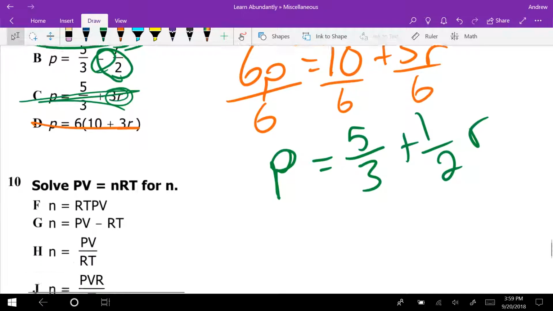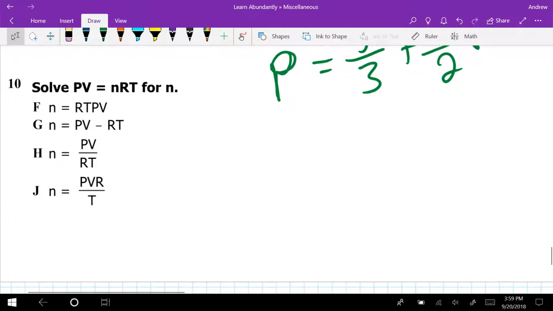You're dead on. Last one. This one, we're getting n by itself right now. What's happening to the n? It's getting multiplied by 2 things. So we're going to get rid of both of them at once by dividing by RT. And that would cancel out my R and cancel out my T. If I go over here and divide by RT, nothing cancels out. So I end up with PV over RT.